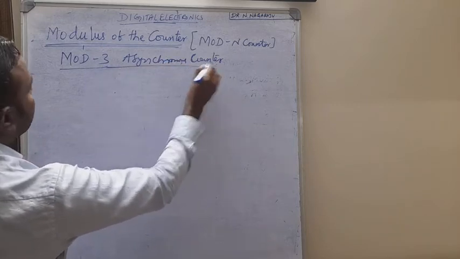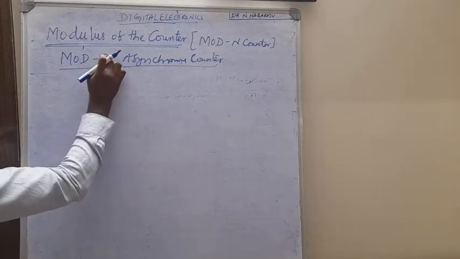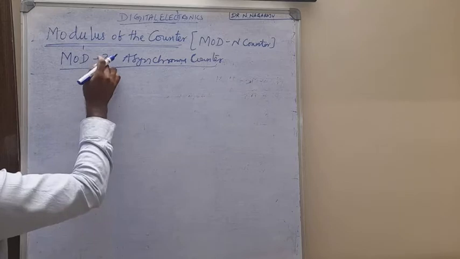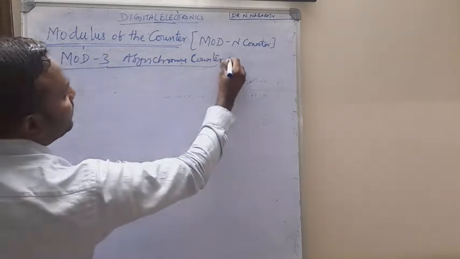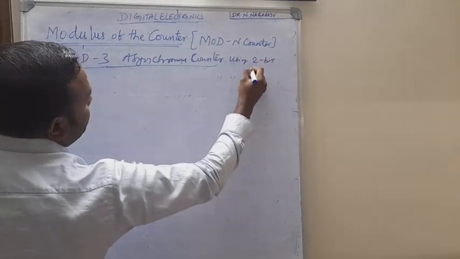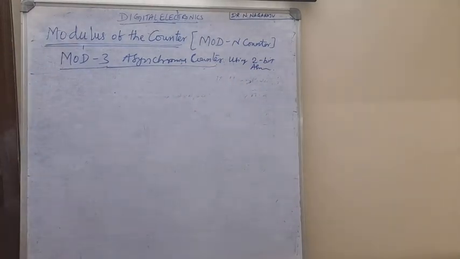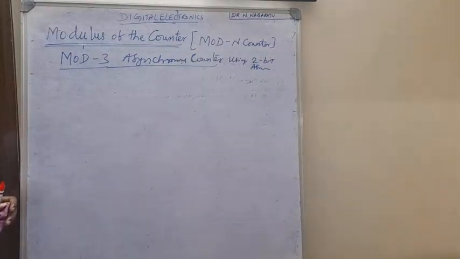Mod 3 asynchronous counter. I already told you that mod 3 indicates the number of states. Here mod 3 indicates 3 states. For example, I am going to build the mod 3 asynchronous counter using a 2-bit asynchronous counter, because this can be done in various ways. With 3 bits also you can do it.